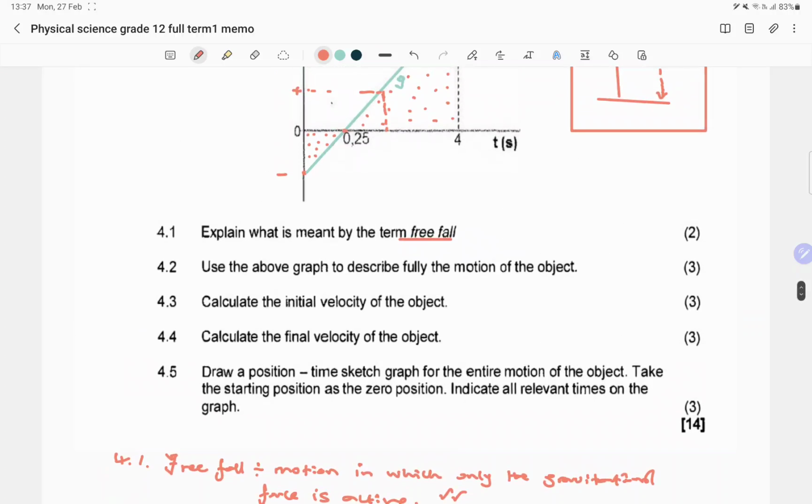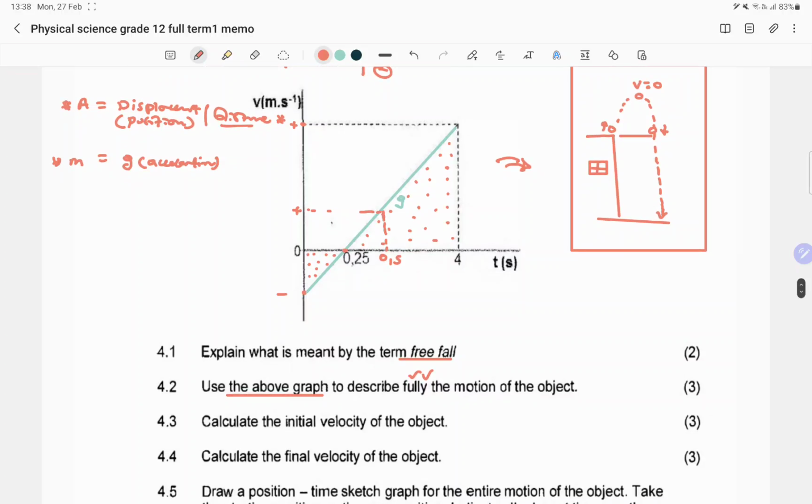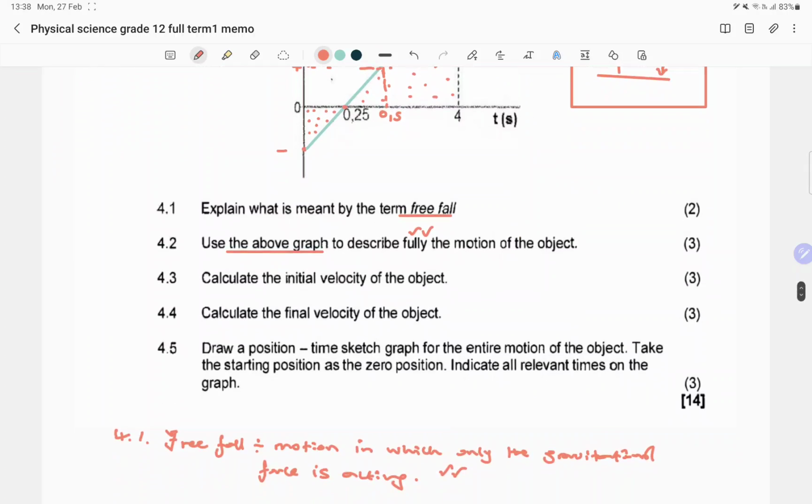4.2, let's just move guys. I'm too relaxed here. Use the graph above to describe fully the motion of the object. So you can see that this technique actually fits the whole thing right here. Of course, this would be 0.5 seconds. So what we can do here, we can say this is an object that was projected upwards from a height above the ground. Yeah, I think that is what we can say.